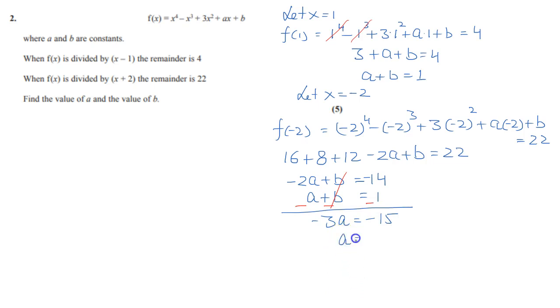So a is equal to 5. We have a plus b is equal to 1, so 5 plus b is equal to 1, so b is equal to minus 4. So a is 5 and b is negative 4. That is the solution.